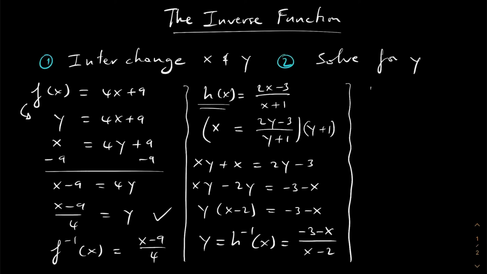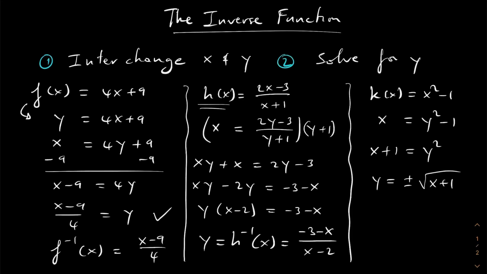For instance, if I were to give you the function k of x equals x squared minus 1, and I asked you to find the inverse of this function, you would first have to replace x by y and y by x. And so that's going to give you x equals y squared minus 1. Adding 1 on both sides is going to give you x plus 1 equals y squared. And finally, we're going to have y equals plus or minus the square root of x plus 1.